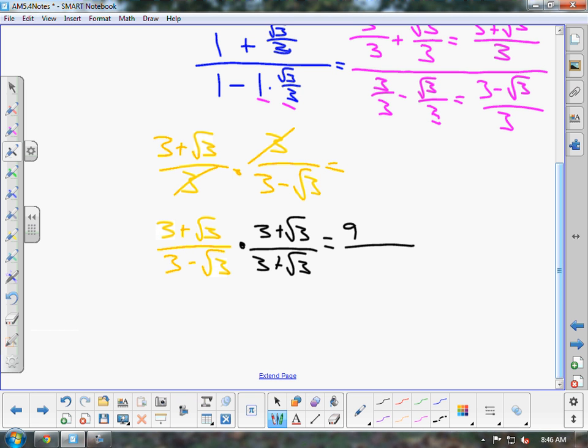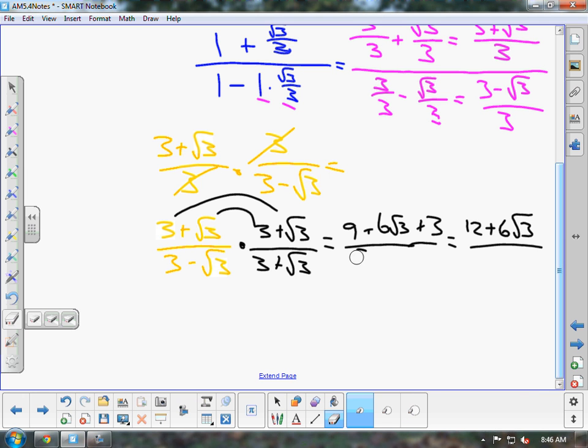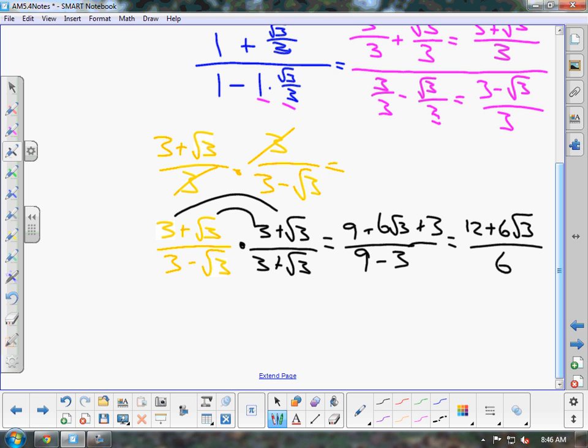So then, let's see, that's 9 plus 2 square root of 3. No. Let's see, that's 3 square root of 3, and that's 3 squared, so that's 6 square root of 3 plus 3, which is going to be 12 plus 6 square root of 3, and the denominator is going to be 9 minus 3, which is 6. And then when you divide that, 12 divided by 6 is 2, and plus the square root of 3. And so that is what tangent of 75 degrees would equal.